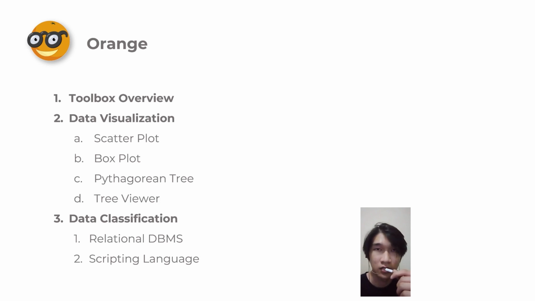Alright, that's all for point 2. Now, the next one is point 3. It's all about data classification. It is a feature used to group data into groups based on certain values. Data classification includes several options, namely relational DBMS and scripting language.